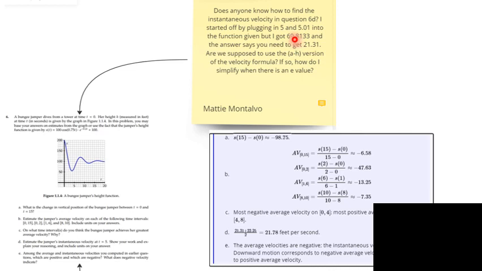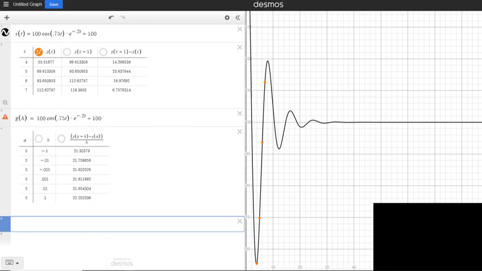So for velocity, to get the average velocity that the bungee jumper is moving at that point, we have to compare where she was before and where she was after, and get an average and kind of zoom in on that number. So this is just the same graph that was in the textbook, but on Desmos, so that I could add a couple of calculations here for you.